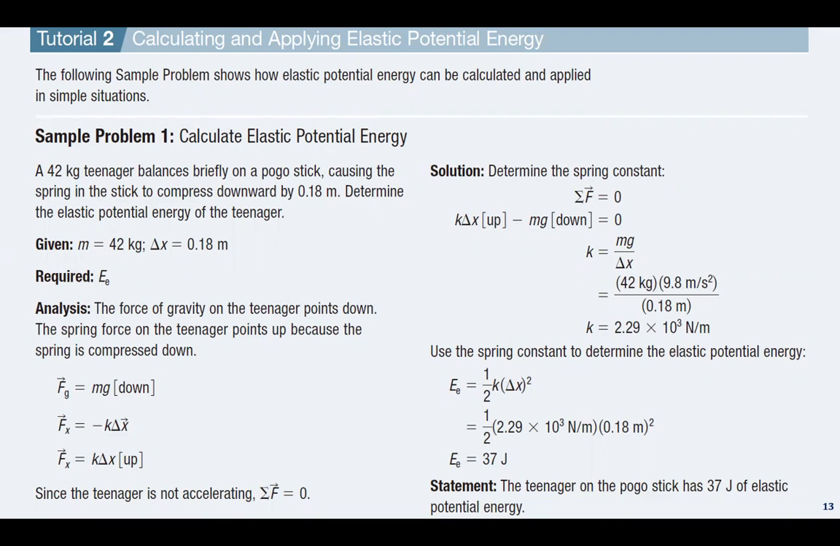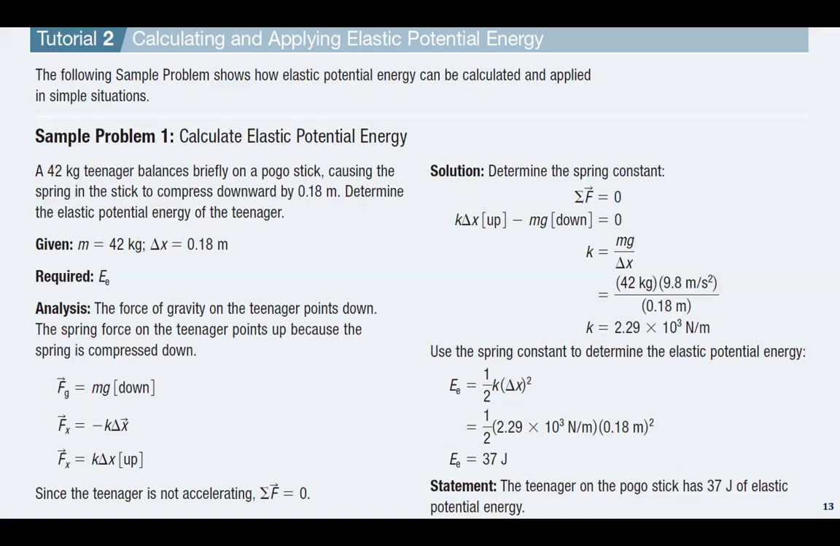We can use this relationship here, Fg equals mg down, Fx equals negative K delta X. Then Fx equals Kx up, right? Since the teenager is not accelerating, the net force on it should be 0. Therefore, we have K delta X up equals mg down. That gives us K equals mg over delta X. So be careful with the direction of each vector here. In one-dimensional space, we use either positive or negative signs to indicate the direction of a vector, right?